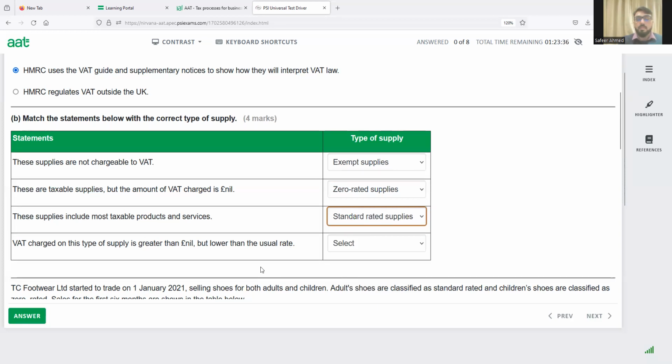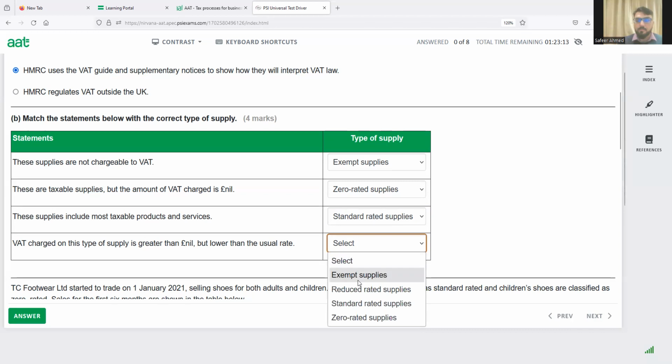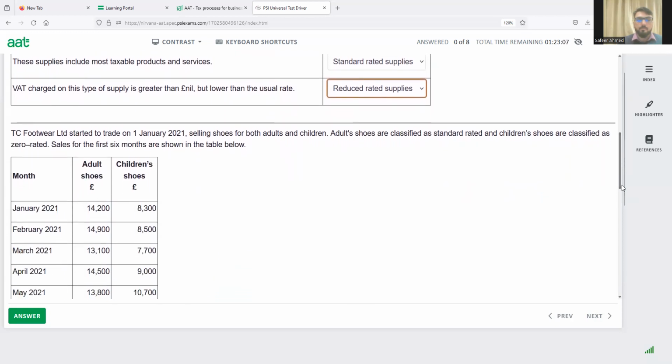The final one, which is VAT charged on this type of supply, is greater than nil. So which is that there is some rate applicable there, but lower than the usual rate. So the usual rate they are saying is standard rate, which is 20%. And so anything between 20% and zero is reduced rated supplies, which are chargeable at 5%. So answer to this will be reduced rated supplies. Okay, next part of this.